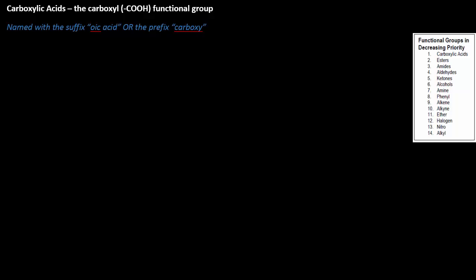We're going to look at carboxylic acids. So you notice these are at the top of the functional group priority list. They're named with either the suffix oic acid or the prefix carboxy, and they contain the carboxyl group, which is often abbreviated as that COOH. So let's have a look here at just a representative molecule.